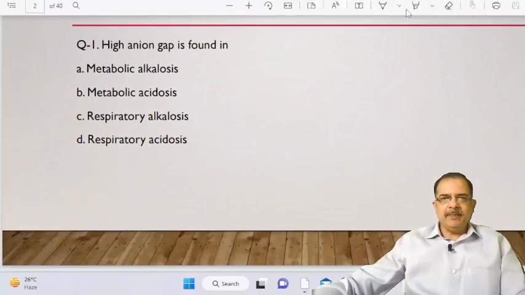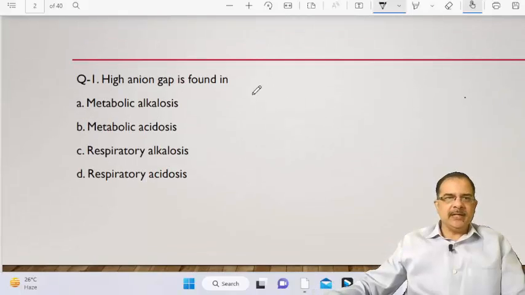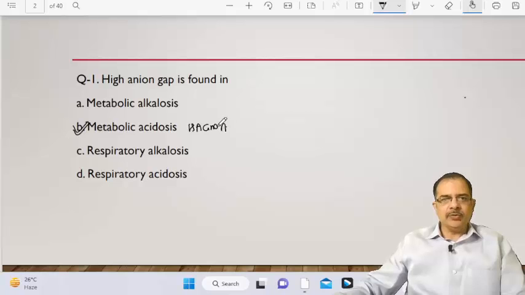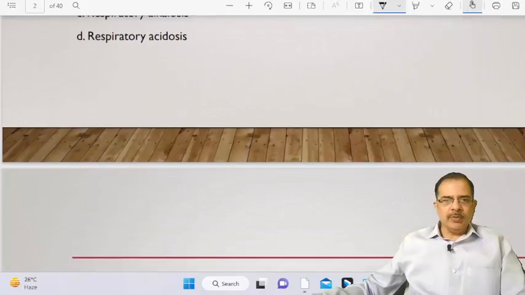High anion gap is found in. So this is a relatively simple and straight answer. High anion gap will be seen in metabolic acidosis, and that is known as high anion gap metabolic acidosis. So it will be increased in this condition. Now question number 2.